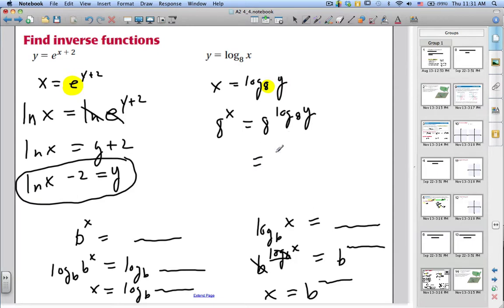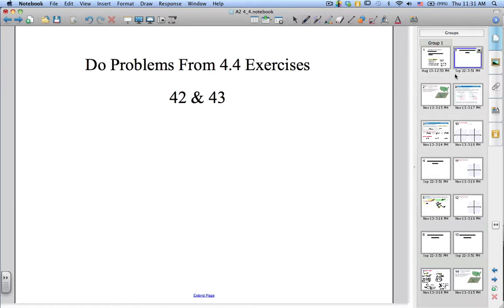I do that because this just equals y, because that cancels with that, and I just get y is equal to 8 to the x power. And this is the inverse of that. Okay, so you guys go ahead and practice that. Do problems 42 and 43, and then return back to our lecture.